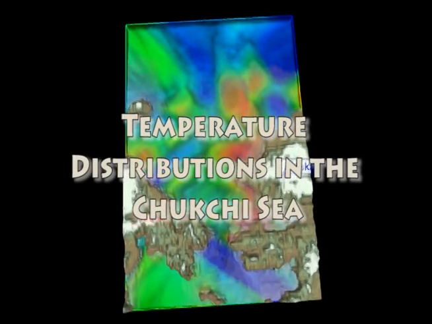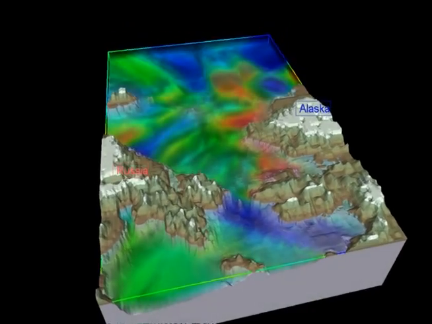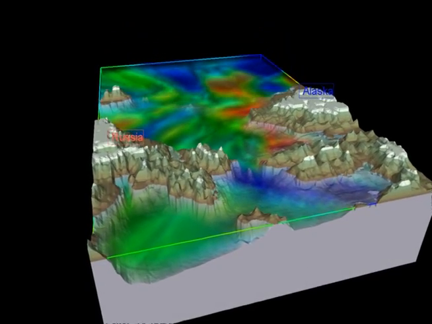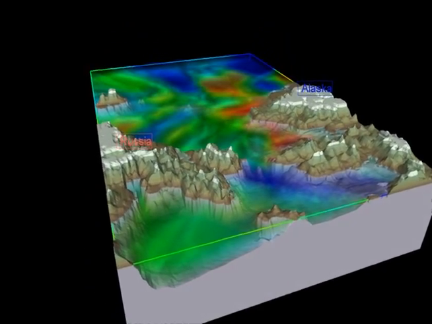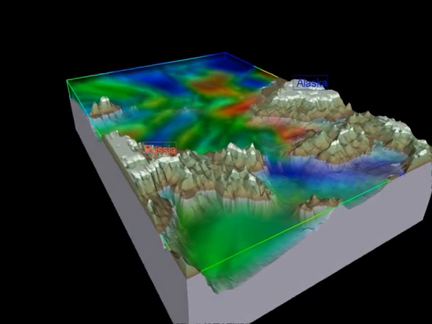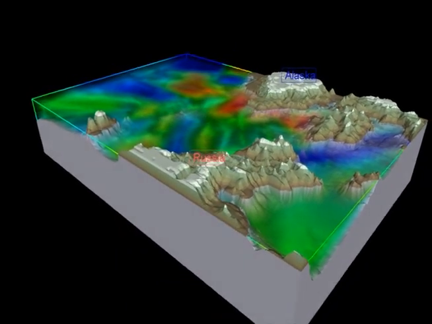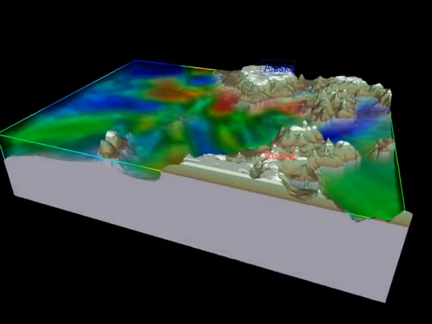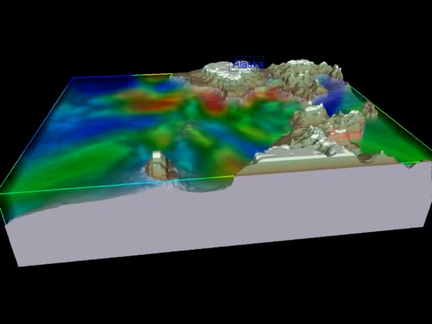The U.S. National Oceanic and Atmospheric Administration's Pacific Marine Environmental Laboratory and Russia conducted oceanographic research in the Chukchi Sea in early fall to collect the data represented in these animations.